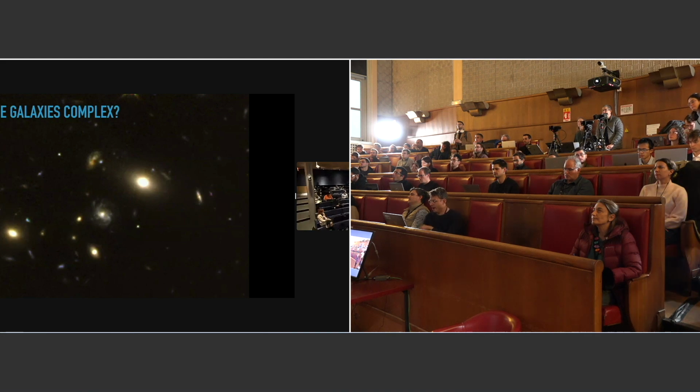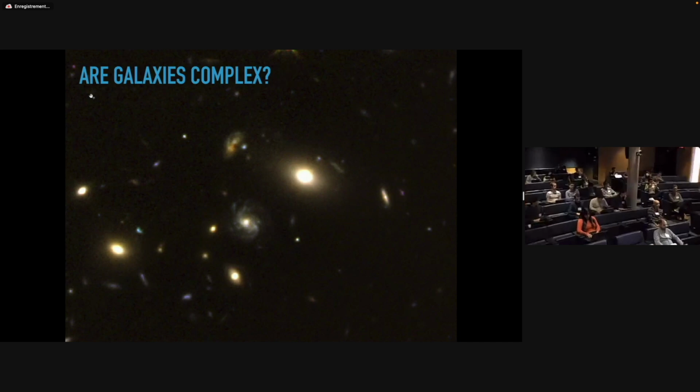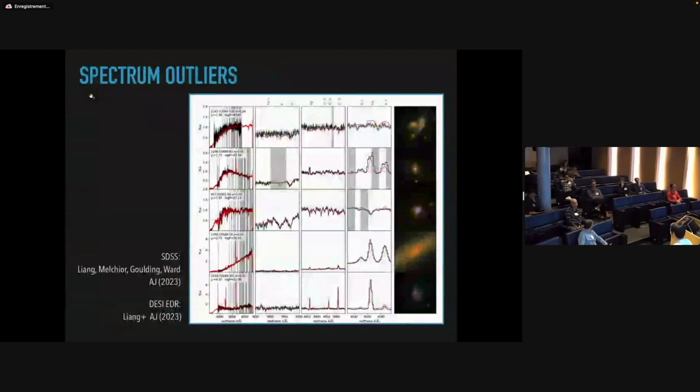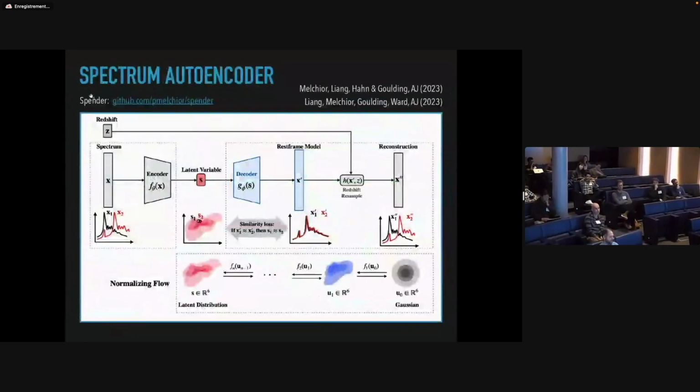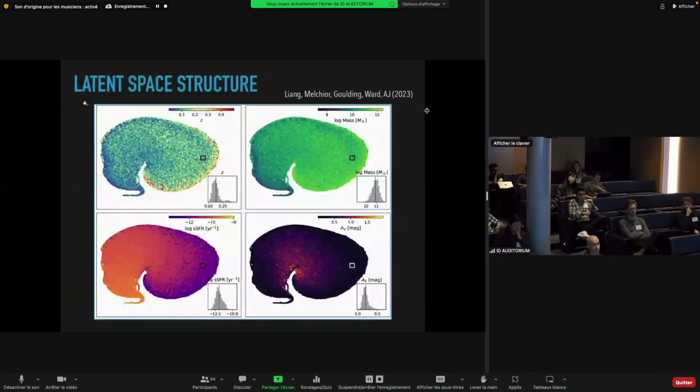Yeah, hi, thank you. You mentioned for the spectra that you try to make the latent space invariant to redshift, but then you showed, I guess that's a UMAP, later on that there is redshift dependence. So does that work?